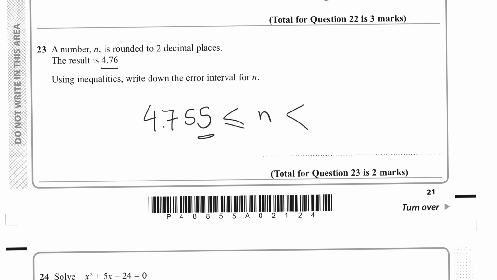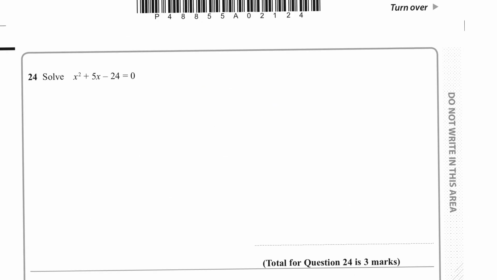But then, for it to round down, it has to be less than 4.765. But then the reason why we're not putting less than or equal to, because it can't be equal to 4.765. Because if it was equal to 4.765, it would round up to 4.77. So that's how you would leave your final answer.